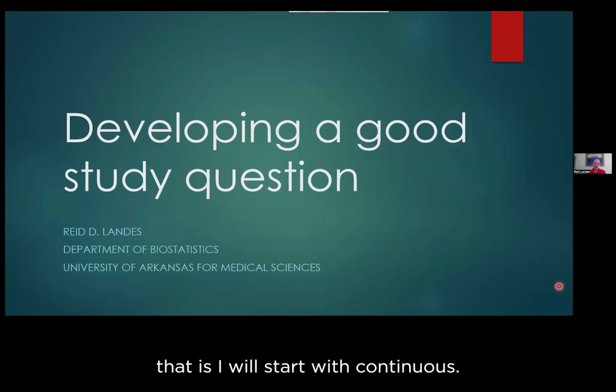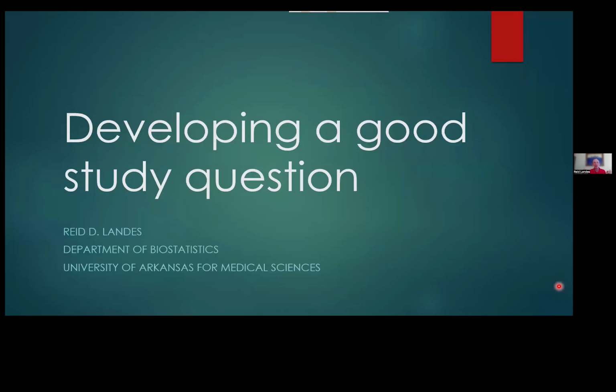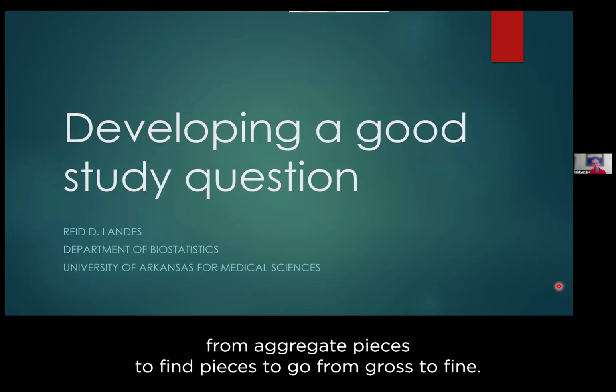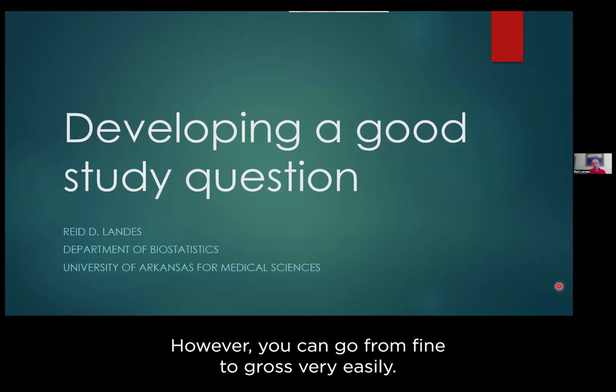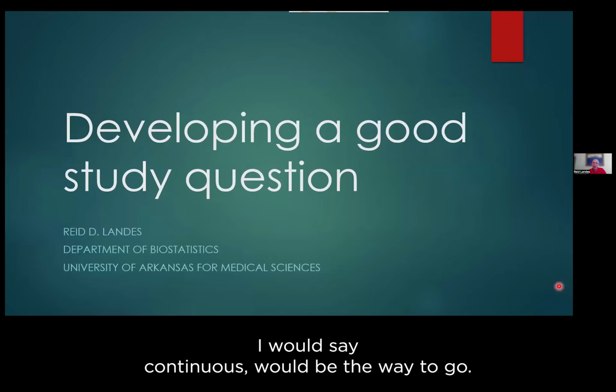My professional opinion on that is I would start with continuous, and then if it makes good sense to dichotomize or to cut it up into groups. If you start with already dichotomized data, it's very difficult or impossible to go from aggregate pieces to fine pieces, to go from gross to fine. However, you can go from fine to gross very easily. But generally speaking, I would say continuous would be the way to go.